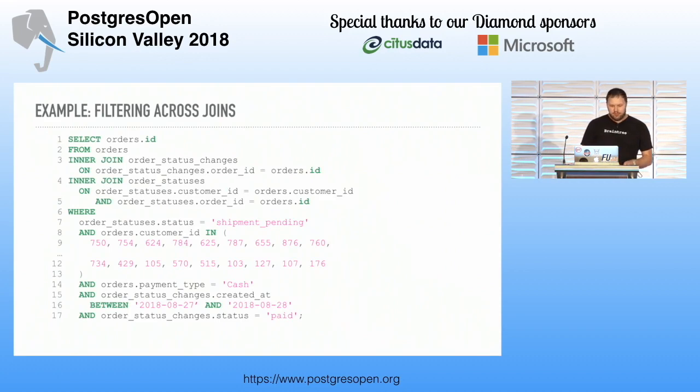So our first example. You can read this kind of complex query in English as: find all of the orders for a batch of customers, that's that in list there, for which cash was paid. And the payment happened on August 27th, between the 27th and the 28th. And the current status is shipment pending.